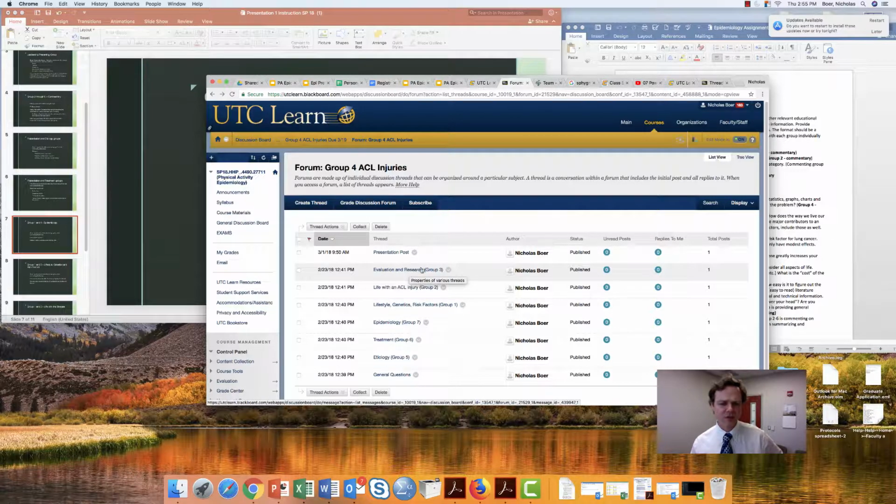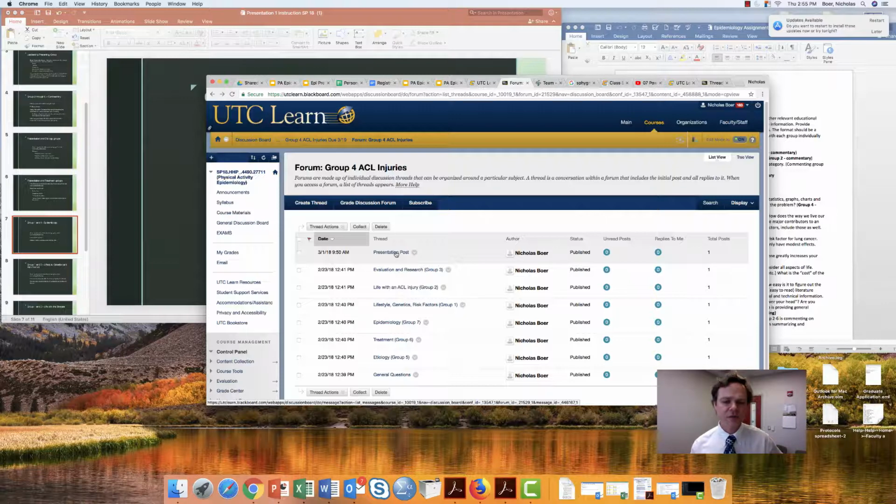So evaluation and research, that's the larger task. Life with ACL injury, lifestyle genetics and risk factors, epidemiology, treatment, etiology, and then any sort of general questions that you have. You can include the general questions within your post, and the presenting group should address those questions. The presenting group should be going through all the discussion boards and seeing what's there and making comments, as well as addressing any questions there.